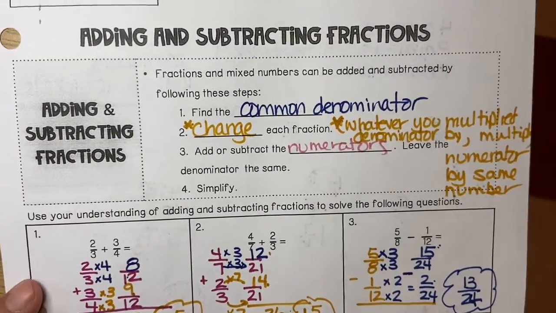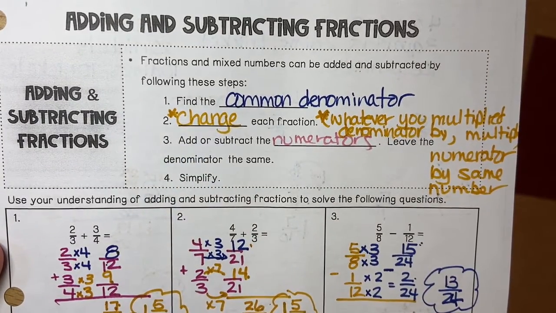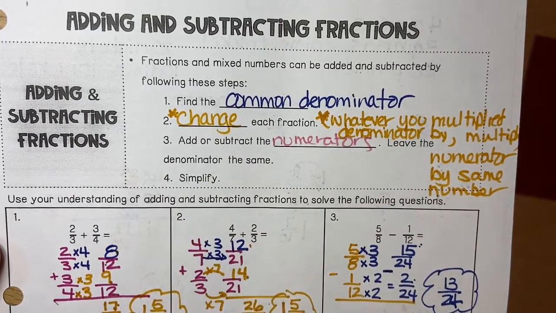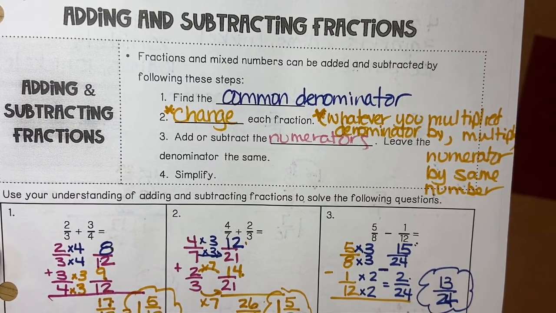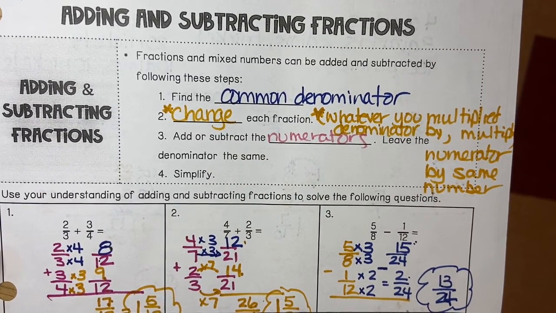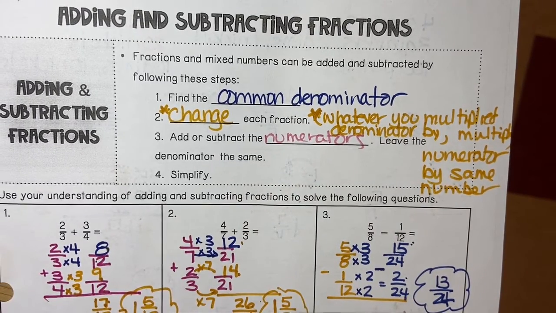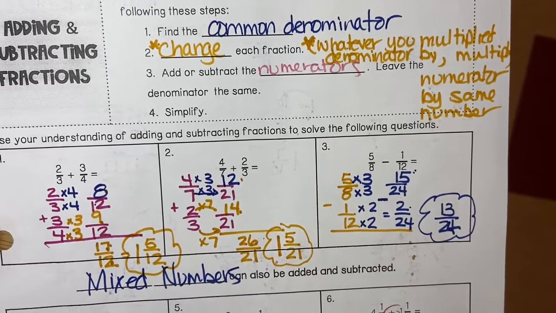So here's what we did today. This was just a review on fractions, okay? You always get a common denominator when you add or subtract fractions. You change the numbers, which means whatever you multiply the denominator by, you have to multiply the numerator by. You add or subtract the numerators and leave the denominator the same, then simplify. So that's just a little recap on the notes and the work we've already done.